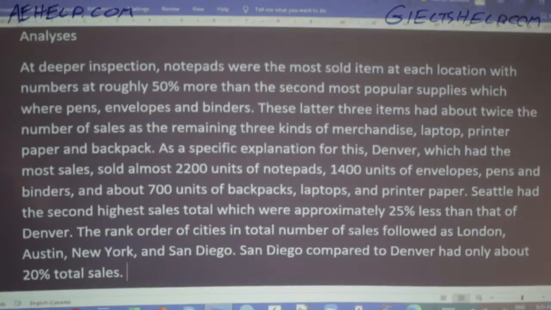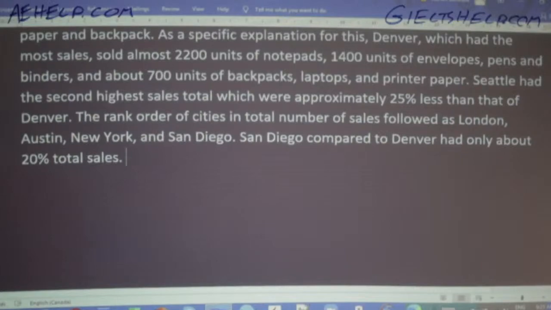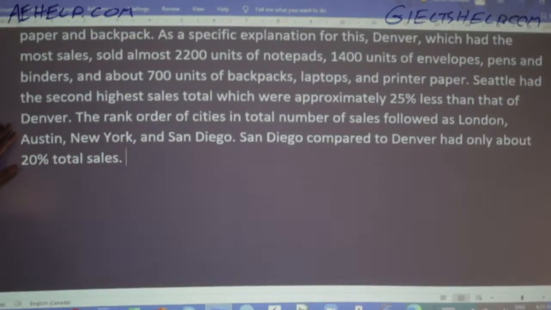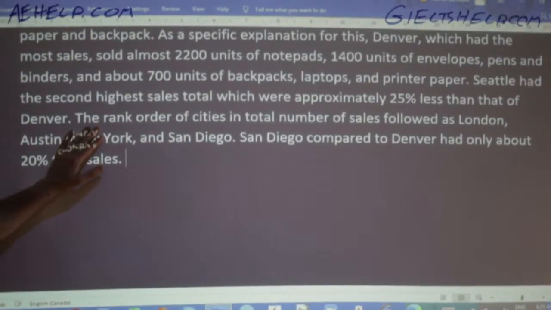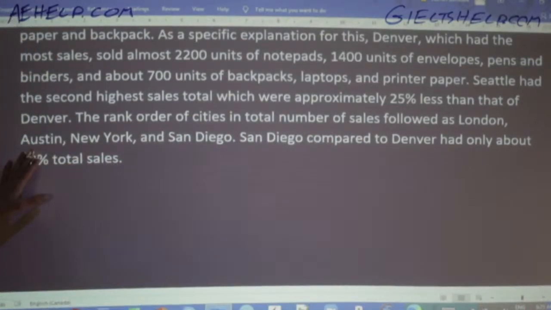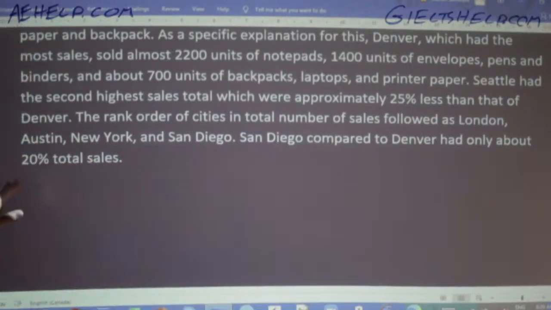Seattle had the second highest sales total, which were approximately 25% less. Now here, just a quick plural because it's sales total. Oh, sales total. Sorry, it's correct. So sales total, which were approximately 25% less than that of Denver. The rank order of cities in total number of sales followed as London, Austin, New York, and San Diego. San Diego, compared to Denver, had only about 20% total sales. Okay.